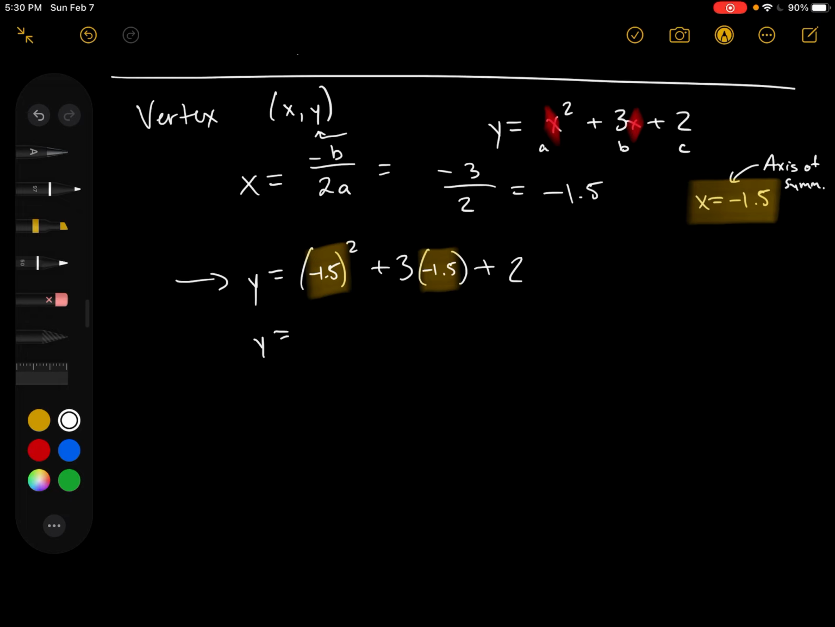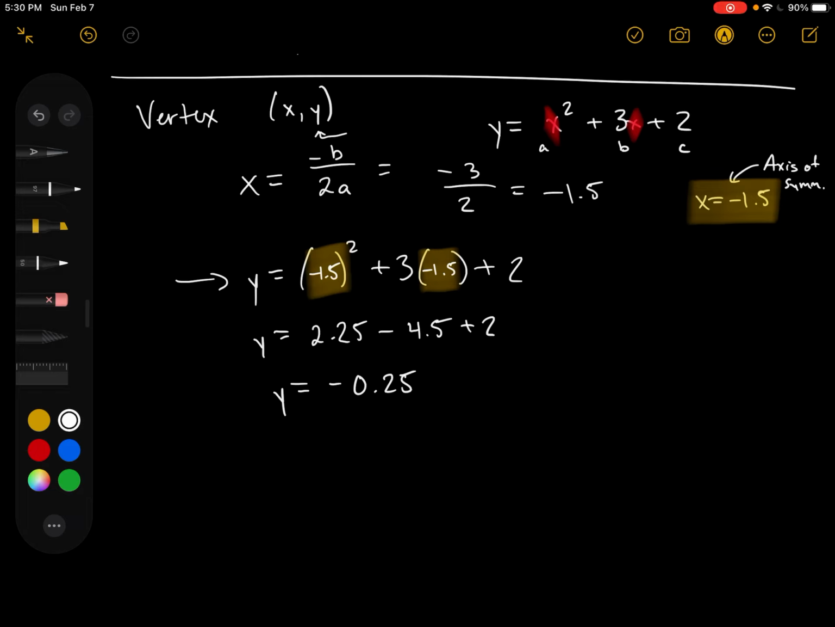Once we do that, we're going to be able to solve for our y value. So negative 1.5 times negative 1.5 gets us 2.25. 3 times negative 1.5 gets us minus 4.5, and then we add 2. And it looks like our final answer here we get is negative 0.25.